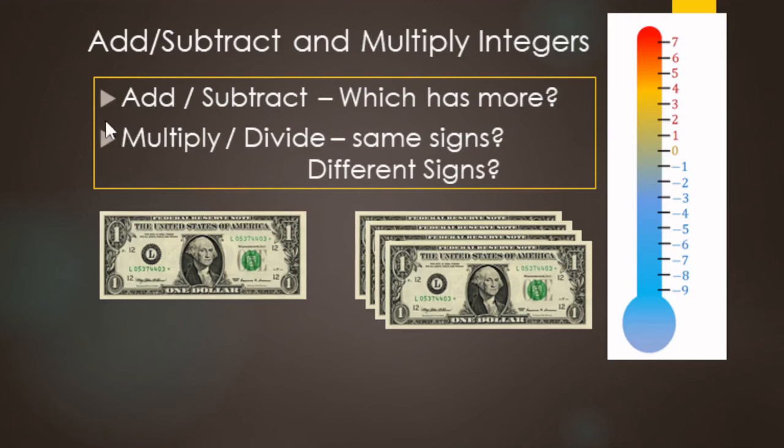So remember, when we add or subtract with our positives and negatives, our integers, we're just looking at which one has more. If we have more negatives, our answer will be negative. If we have more positives, the answer will be positive. And when you subtract a negative, just change it to a plus. When we multiply or divide the integers, if they have the same sign, positive times positive or negative times negative, your answer will be positive. Now, if they have different signs, your answer is going to be negative. So you can memorize that, or you can think money and run through that in your brain, or even temperature.